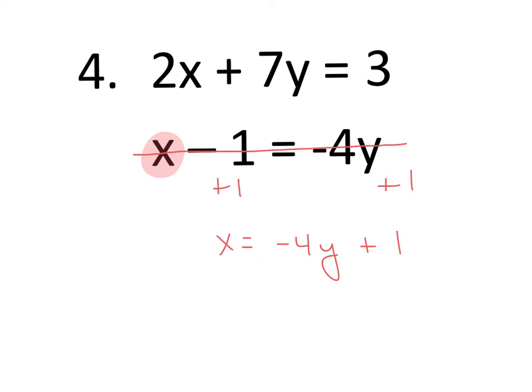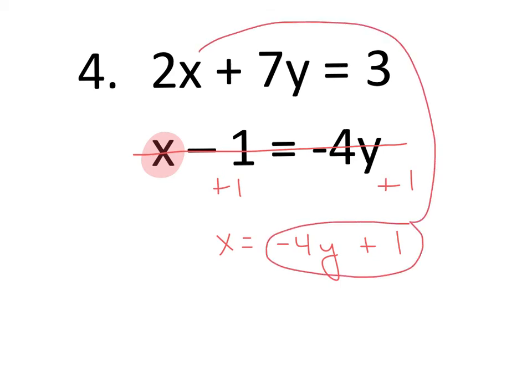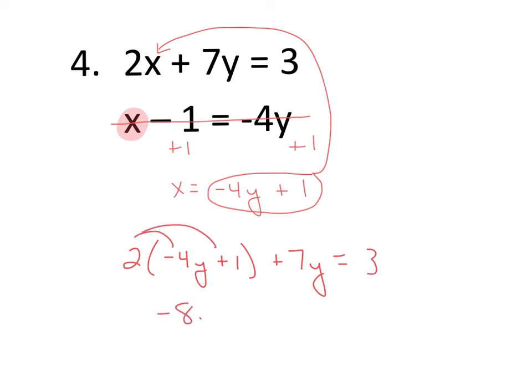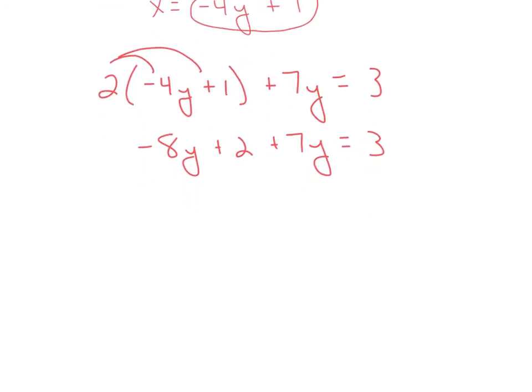So now I finally have an x equals, so I'm going to take this and plug it in for the x back here. I'm going to have a 2, take x out, and put -4y plus 1 in its place, plus 7y equals 3. Distribute that 2 through, so -8y plus 2 plus 7y equals 3. Now I'm going to combine my like terms. I'm going to put the -8 and the 7 together and get -1y plus 2 equals 3.